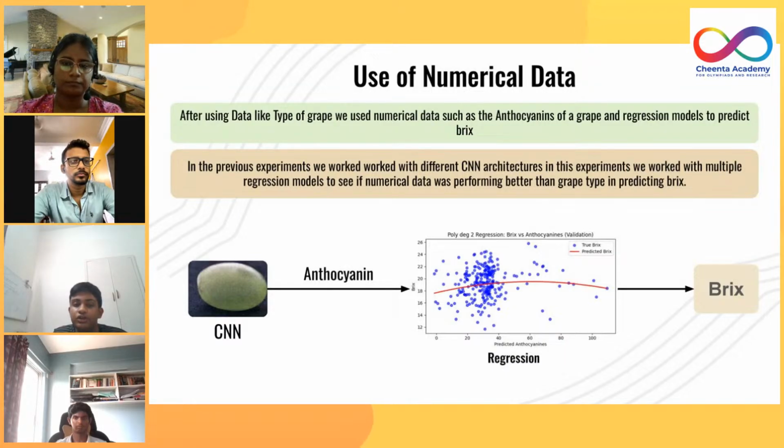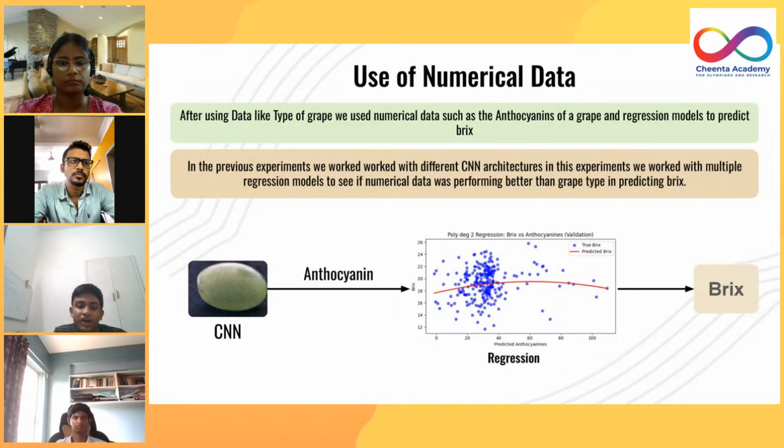So now we wanted to use numerical data. Previously we used the type of the grape. Now we are using the anthocyanin of grapes, which is the water soluble fruit content. So the idea is first we'll use a simple CNN, for example, sequential or MobileNet version 2, to predict the anthocyanin. And based on the anthocyanin and a regression curve, we will predict the brix.